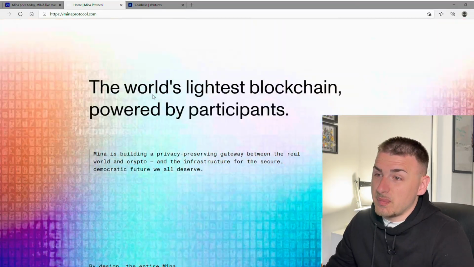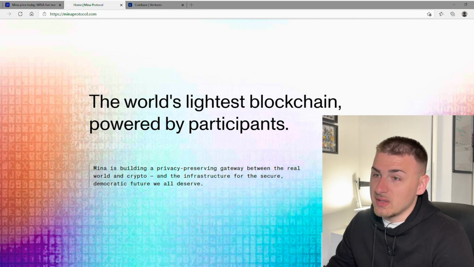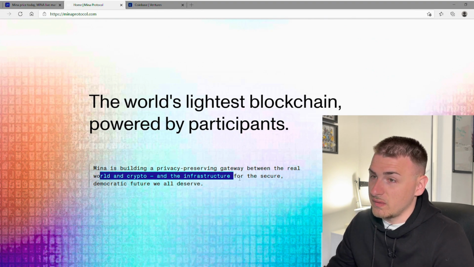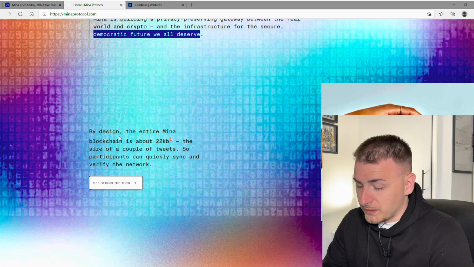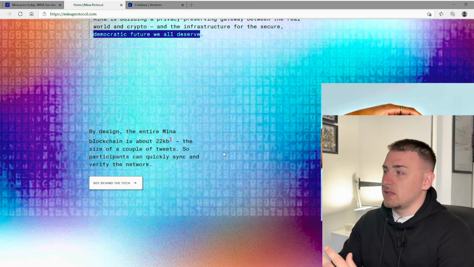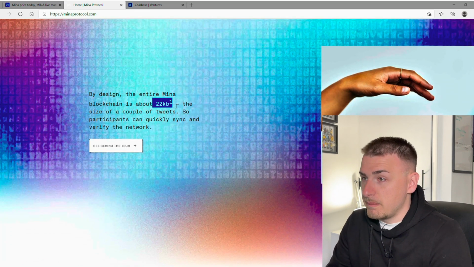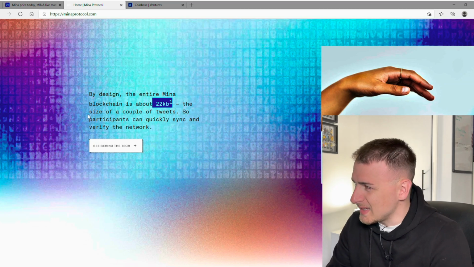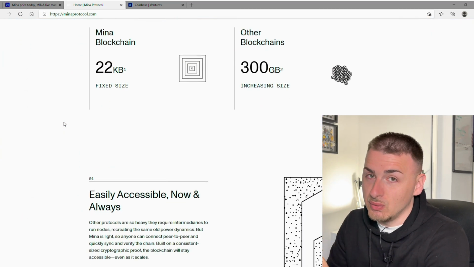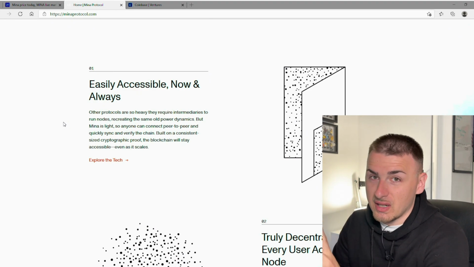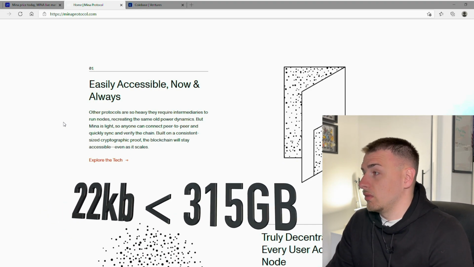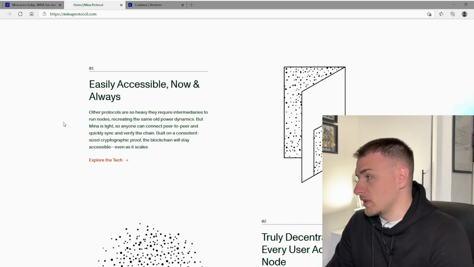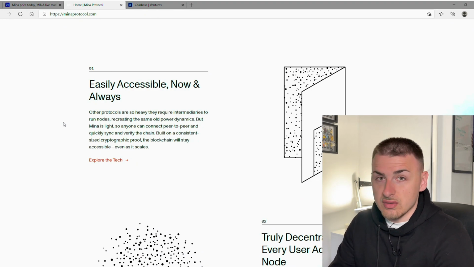So first things first, what is MINA? MINA is building a privacy preserving gateway between the real world and crypto, and the infrastructure for the secure democratic future we all deserve. MINA Protocol is a blockchain that is designed with a fixed size of 22 kilobytes. That's a couple of tweets. That is insane. Now, if we compare that to Bitcoin, Bitcoin has a 315 gigabyte blockchain, so that needs downloading before a user can start authorizing transactions and to use the core wallet.